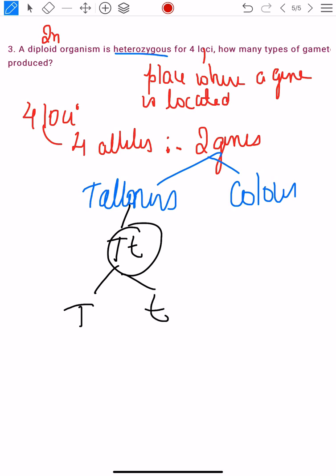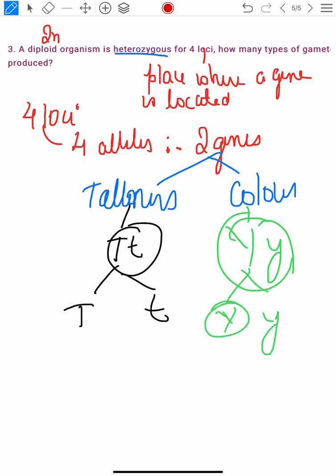Similarly, suppose we take the color as yellow and green. Heterozygously we can express this color also in the same way, as capital Y for yellow and small y for green. It can't be capital Y capital Y or small y small y because it's a heterozygous condition. The alleles have to differ. Okay. So out of this, the 2 alleles will be the capital Y and the small y.